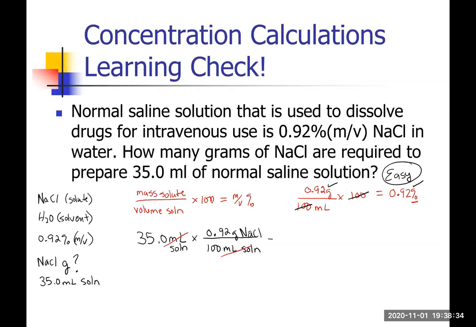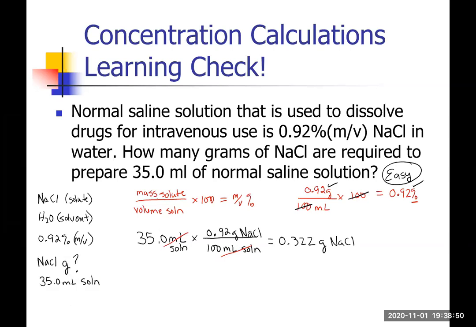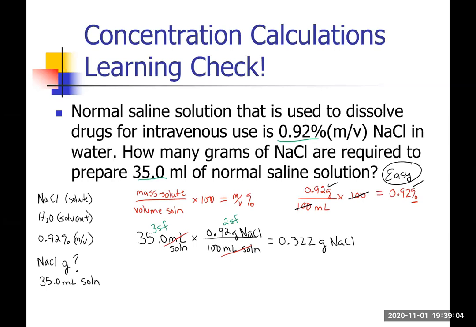So I get 0.322 grams of sodium chloride. Now I'll look at my significant figures, and I got this value from my data, so that is 3 sig figs, and this value from my data, and that is 2 sig figs. So my answer, because this is all multiplication and division, is also going to have 2 significant figures. That's here. When I evaluate the next digit over, it's 4 or less.